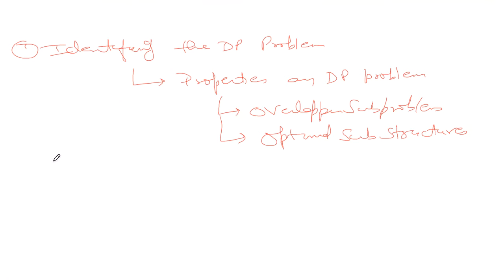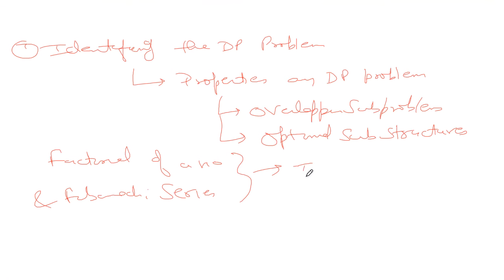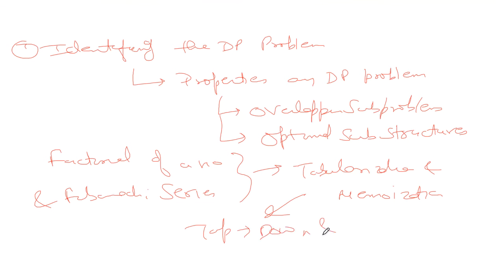We took the examples of factorial of a number and Fibonacci series so as to identify the difference between tabularization and memoization. We discussed the top-down approach and the bottom-up approach. So this is the theory that we discussed yesterday in regard to dynamic programming.